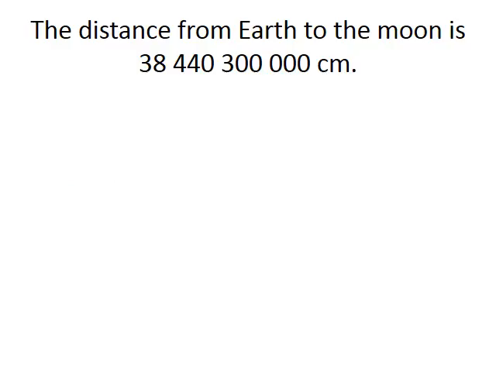All right, a stat tells us that the distance from Earth to the moon is 38,440,300,000 centimeters. My first question for you is, is there a better way we could write this? Hopefully you're thinking, yes, there is. How about we write it in kilometers? Okay, great. We know we're going to write this in kilometers. That makes sense to me.